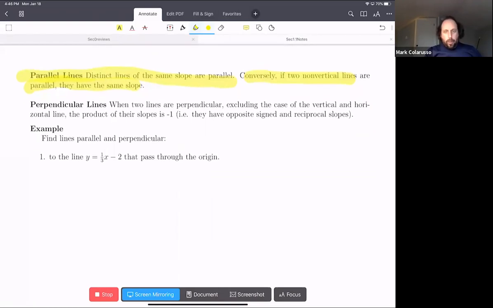Okay, and two perpendicular lines. Perpendicular lines are lines that meet at right angles, right? Now, this is a little harder to show, but again, ignoring the case of vertical and horizontal lines for a moment, two lines that are neither vertical nor horizontal are perpendicular if and only if the product of their slopes is -1. So two lines are perpendicular if their slopes are negative reciprocals. I'll just say that in slightly different language: the slopes are negative reciprocals.